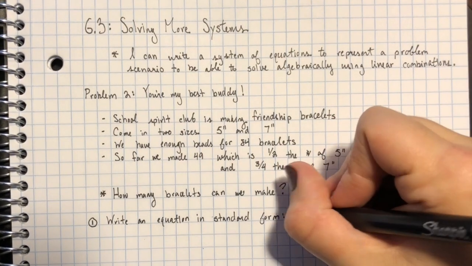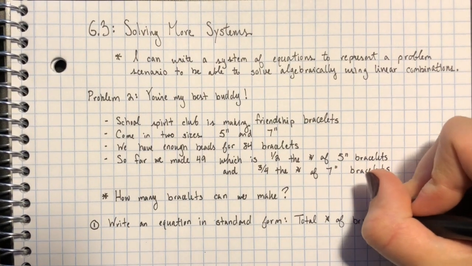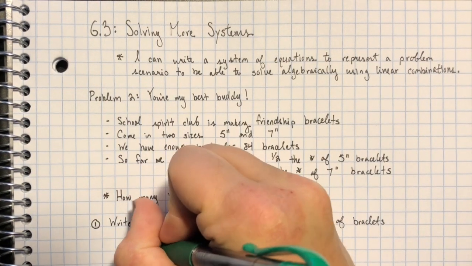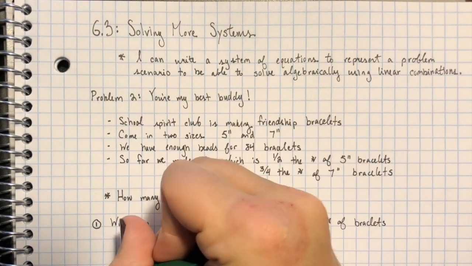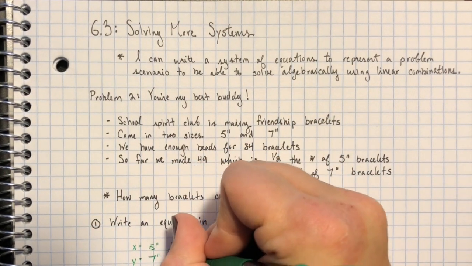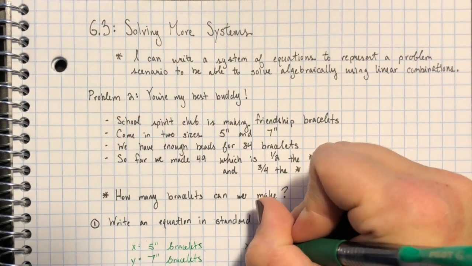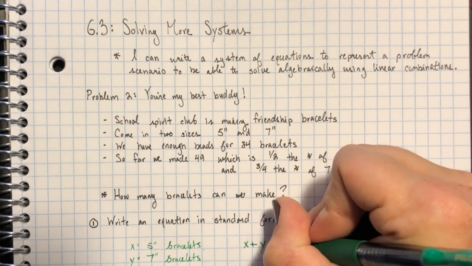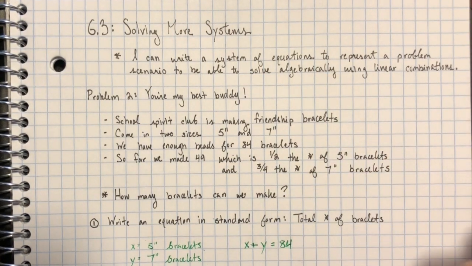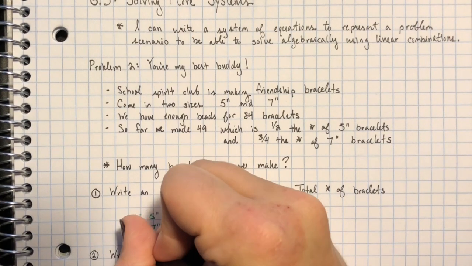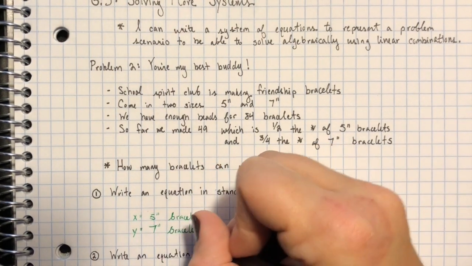So part 1 says write an equation in standard form. And this equation is going to describe the total number of bracelets we can sell. Now, the information that we've been given says that we can make 84 bracelets, and presumably they're going to be made up of a combination of 5-inch bracelets and 7-inch bracelets. However, we're not sure how many of each, so we're going to set x is equal to the number of 5-inch bracelets, y is equal to the number of 7-inch bracelets, and we're going to write our first equation, which is x plus y equals 84. That should be straightforward enough.